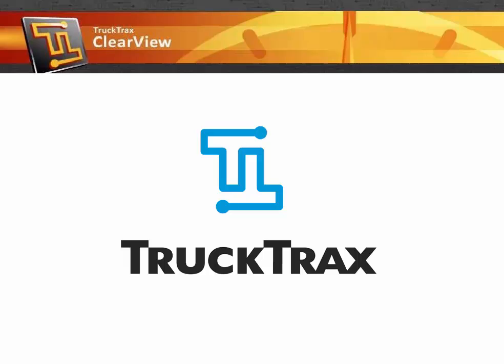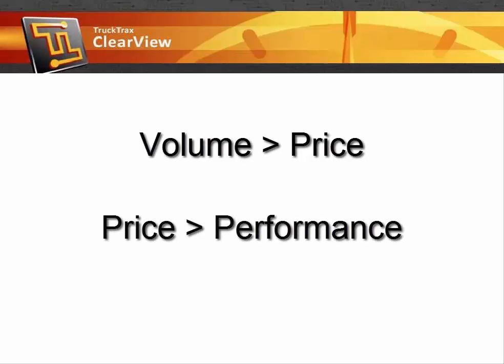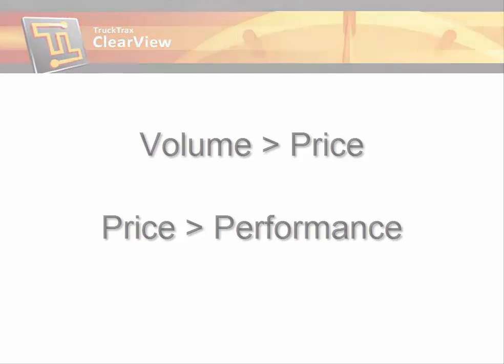This is done by weighting the criteria relative to each other. For example, your company's philosophy may be that volume is more important than price, and price is more important than how well your customers turn around your trucks. ClearView lets you customize the score based upon what's important to you.